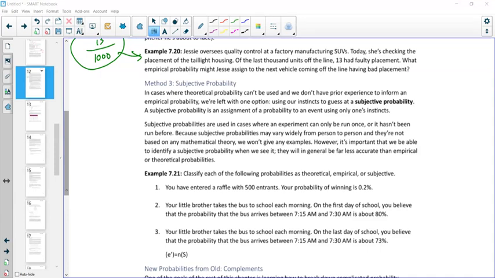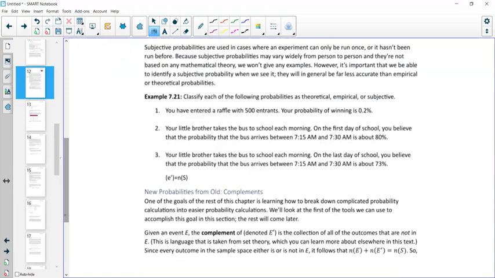Because subjective probabilities may vary widely from person to person and are not based on any mathematical theory, we won't give any examples. However, it's important that we're able to identify a subjective probability when we see it. They will, in general, be far less accurate than empirical or theoretical probabilities. So let's classify each of the following probabilities as theoretical, empirical, or subjective.